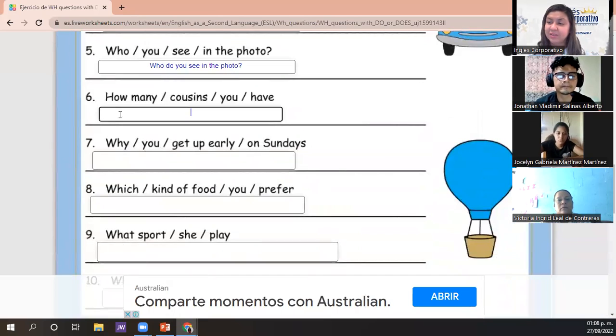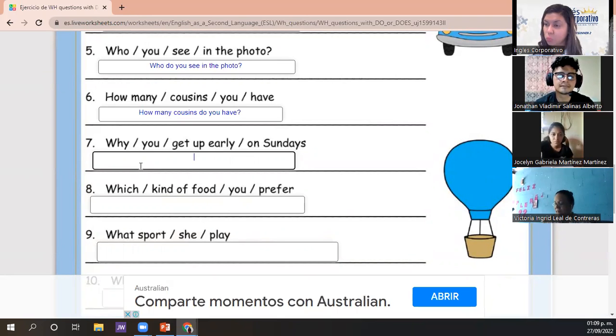Number six, how many cousins do you have? Exactly. How many cousins do you have? I have like 35 cousins, I have a lot. Okay, number seven. Why do you get up early on Sundays? Exactly. Why do you get up early on Sundays? On Sundays you have to sleep late. Why do you get up so early on Sundays?